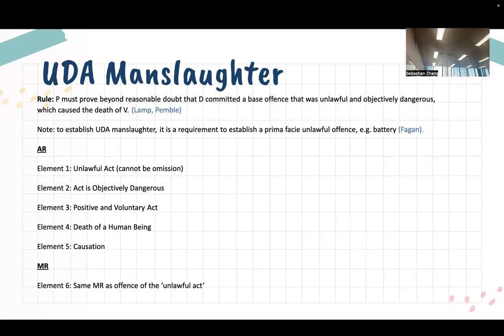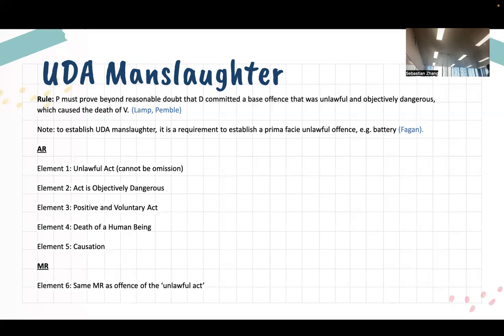Okay, so one of the most fundamental things for UDA manslaughter to be made out is that there must be a prima facie unlawful offense, a base offense, such as battery or assault or whatever other base offense. If there is no base offense, there couldn't be UDA manslaughter. Okay, so if we break it down, first of all, there must be an unlawful act. If D simply did not do something that he's required to do, then that will be omission, which would then not fall under UDA manslaughter.